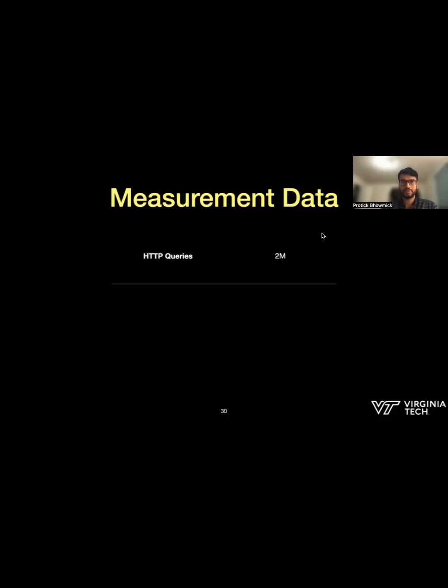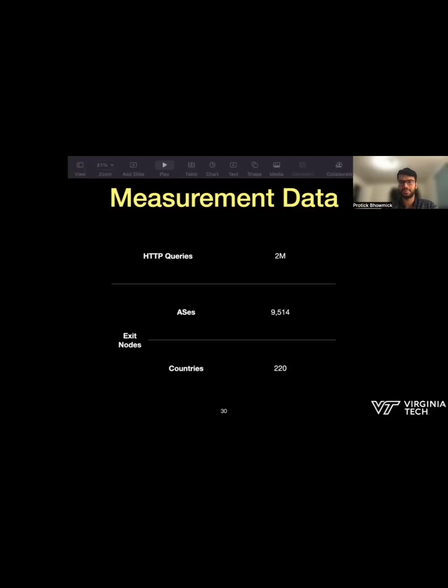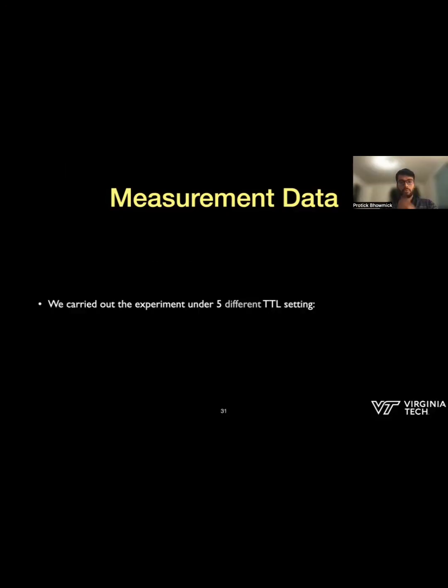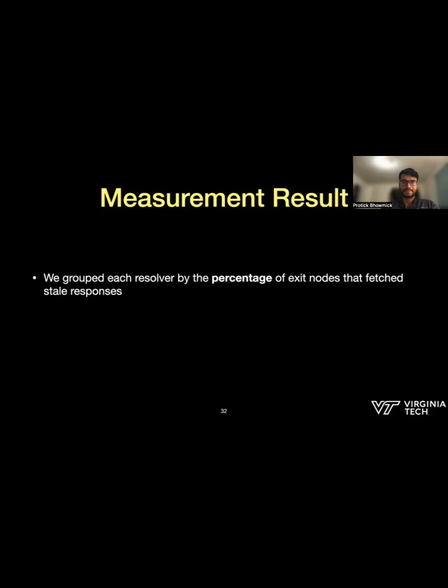In this period of our measurement, we sent more than 2 million HTTP queries that covered exit nodes that encompass more than 9,000 ASes in 220 different countries. We carried out this experiment under 5 different TTL settings: 1 minute, 5 minutes, 15 minutes, 30 minutes, and 60 minutes respectively. We do this to understand whether TTL violations vary across different TTL setups. And now let's go to the measurement results and our findings.